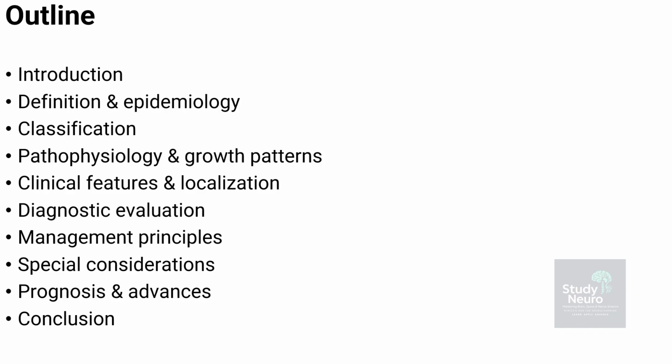Before we begin, here's a quick overview of what we'll cover in this session. We'll start by defining brain tumors and reviewing their epidemiology and classification. Next, we'll explore how they cause neurological symptoms, their clinical presentation, and how to localize lesions. We'll then move on to diagnostic imaging, management strategies, and special considerations across different patient groups. Finally, we'll conclude with prognosis, recent advances, and key take-home messages for clinical practice.